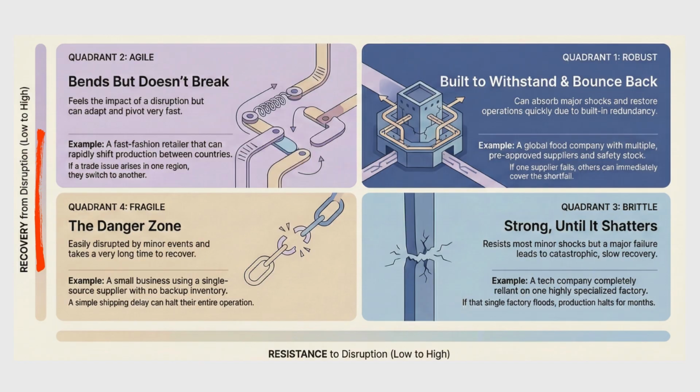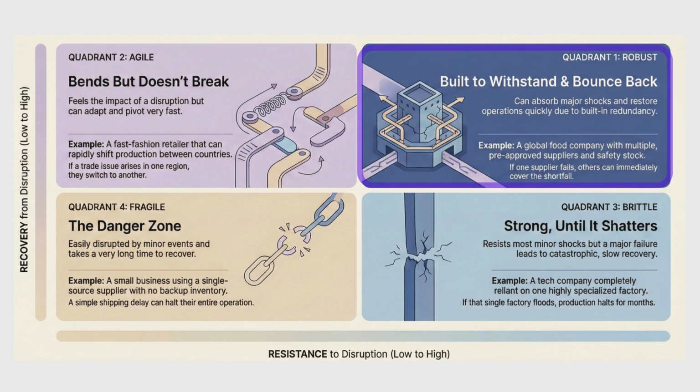Second, the vertical axis measures recovery from disruption. This is about how quickly a supply chain can return to normal after something goes wrong. On the lower end, recovery is slow and painful. On the higher end, the system bounces back fast, allowing the business to resume operations with minimal downtime.